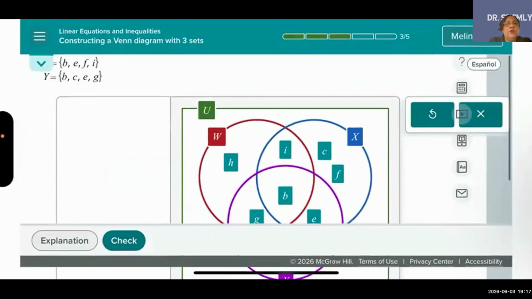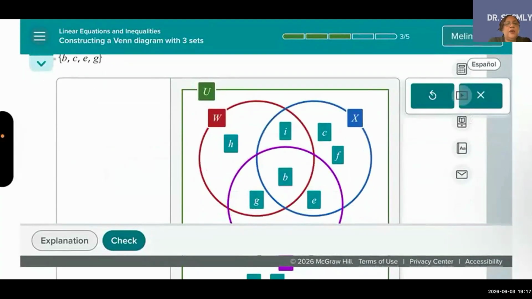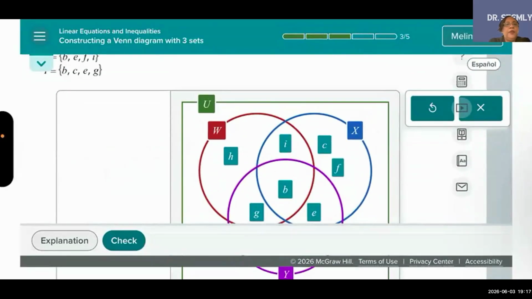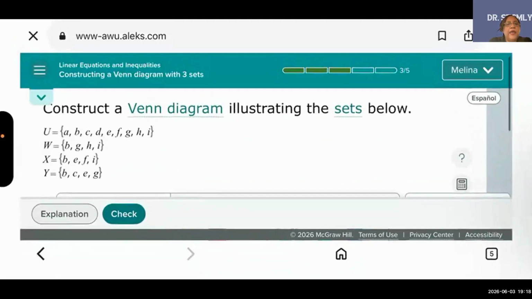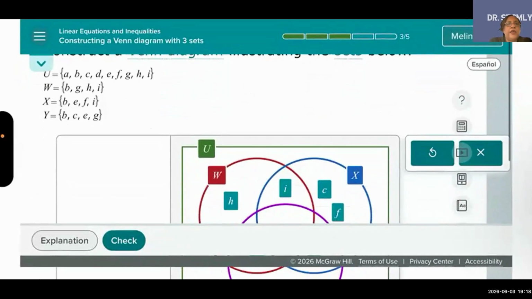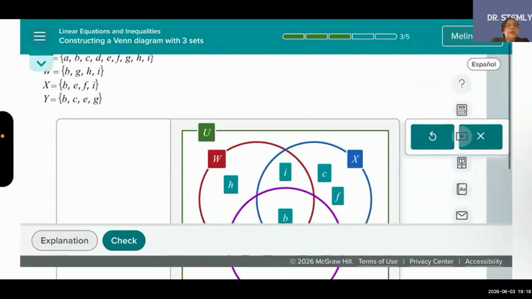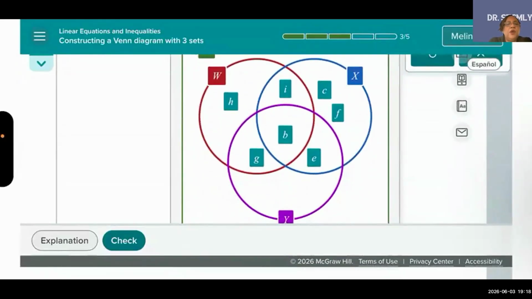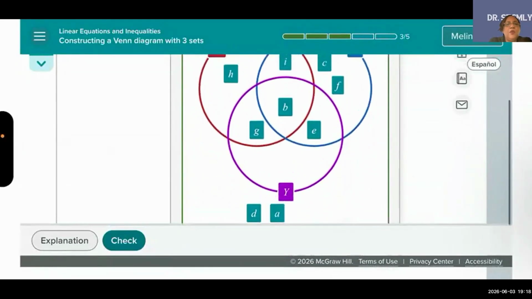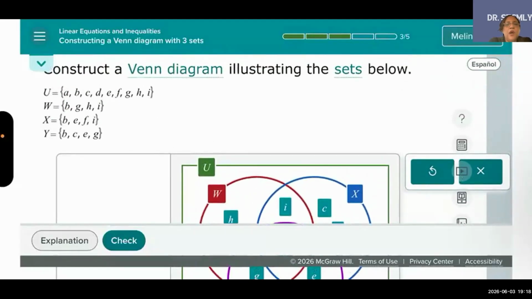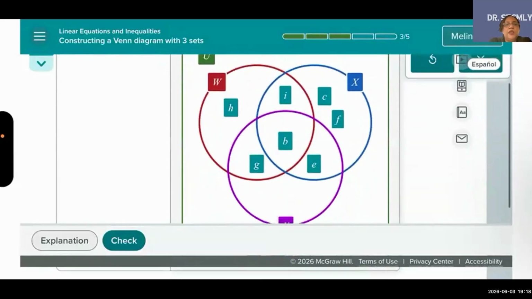Okay. So I just need to see the W, the B. Okay, so Y has B, G, H, I, and then, oh, that's X. So B. Okay, so all three. So B should be in the middle. Yep, B's in the middle. And let me see Y again. Y is B, C, E, G. So let me see Y, B, C, E, G.